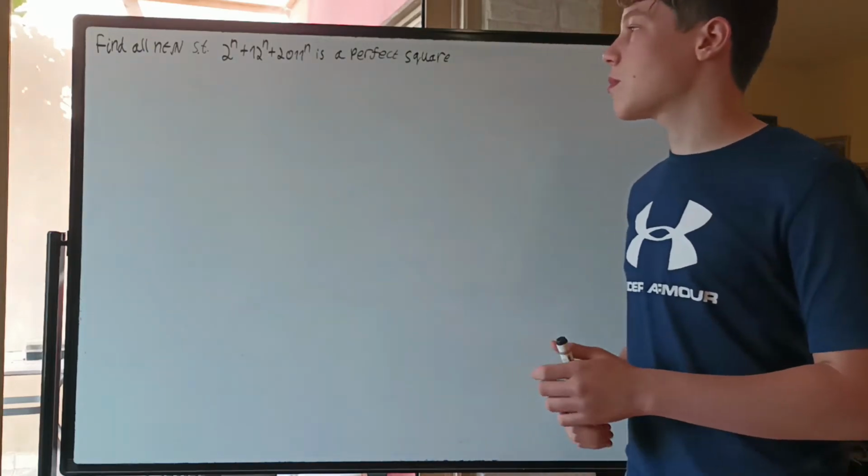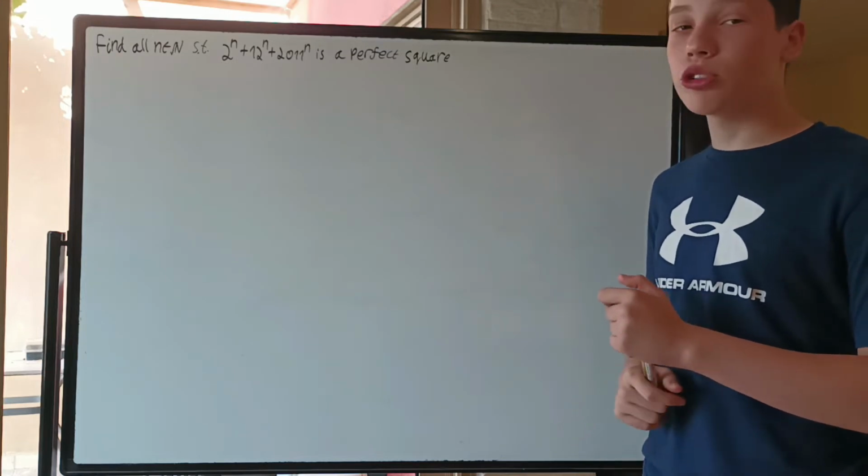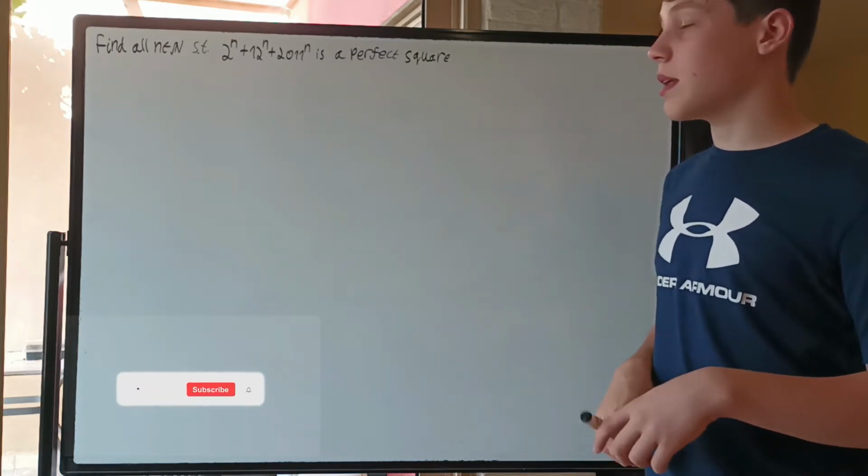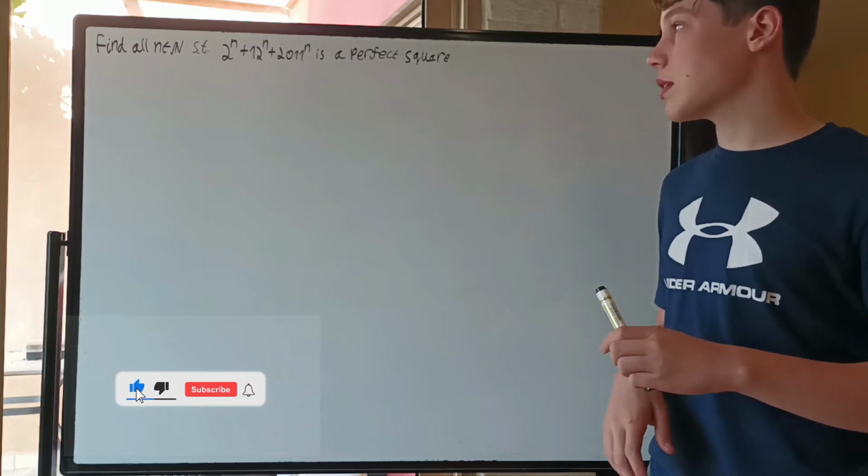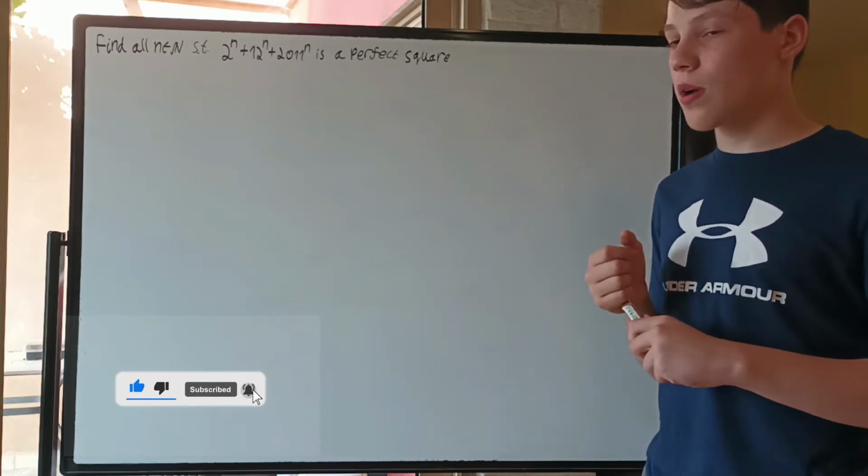Today we're going to do this problem. So we need to find all natural numbers n such that 2 to the n plus 12 to the n plus 2011 to the n is a perfect square.